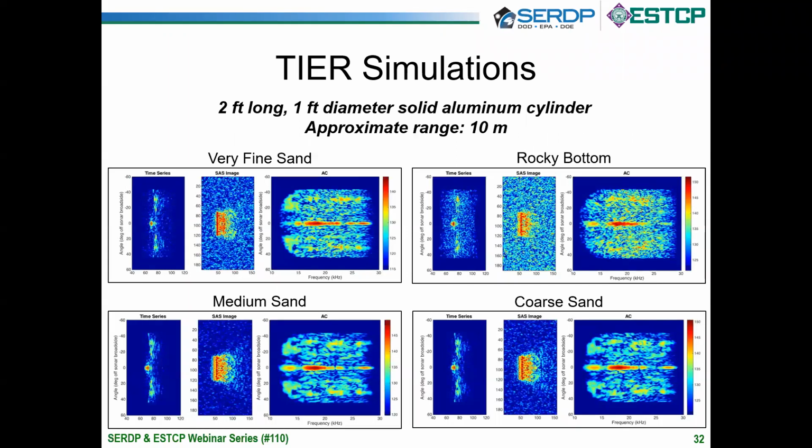What I'm showing here are just 4 of the data samples for a particular target, a 2-foot long, 1-foot diameter aluminum cylinder, where the bottom has changed, but the target has not. And you can see by just comparing, say, the fine sediment one in the upper left to the coarse sediment one, or the coarse sand one in the bottom right, that the main response at broadside is there. That's the really bright spot. But the off-axis elastic response is being masked or altered by the reverberation that is in the environment.